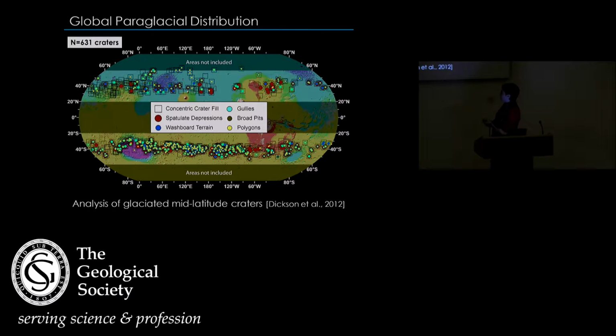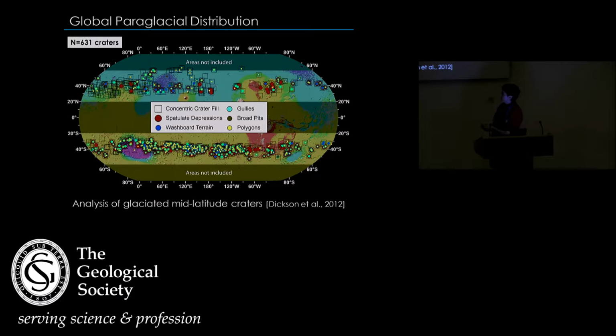But that database is from the Dixon et al. 2012 analysis of different glacial features in the mid-latitudes. And so this is the results of that work. All of the open squares are craters that contain concentric crater fill, so glaciated craters. And then the other features shown here are the different features that are present in each of those craters.